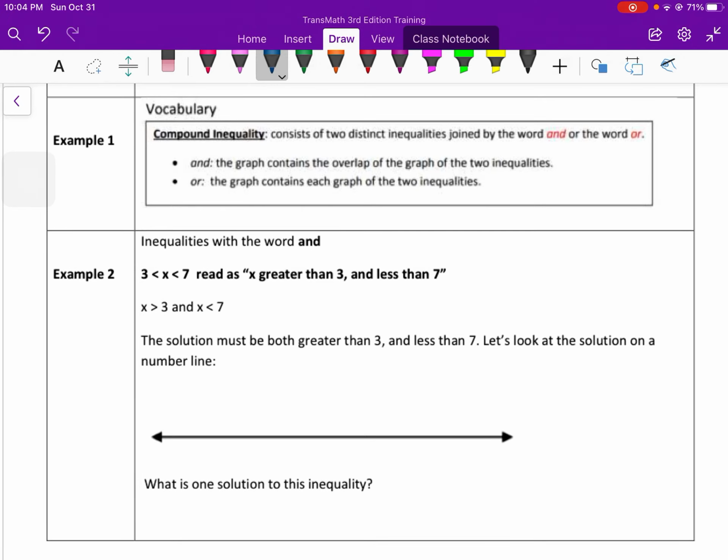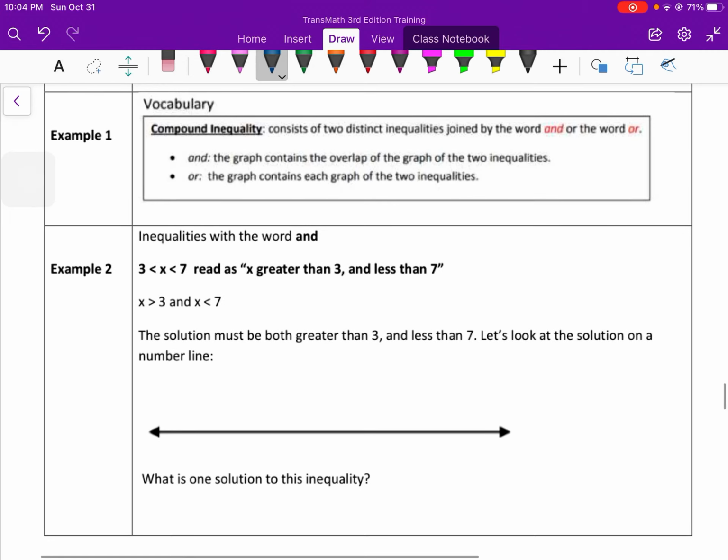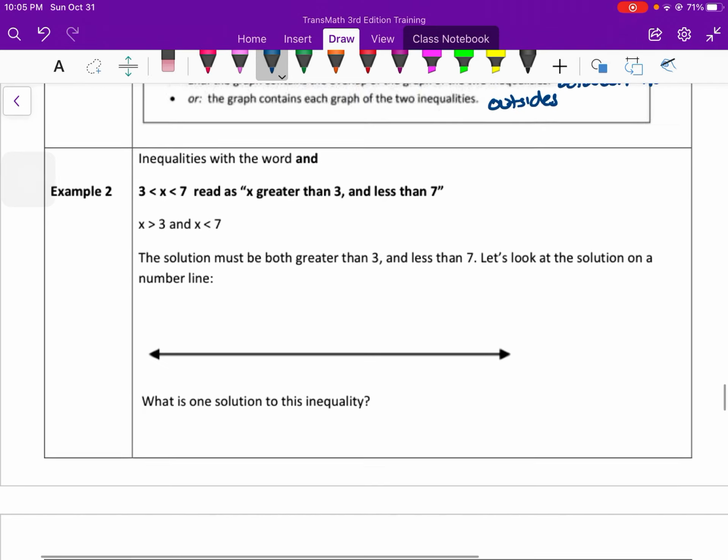A compound inequality consists of two distinct inequalities joined by the word and or the word or. An and inequality's graph contains the overlap of the two inequalities, so you're between numbers here. And the or graph contains the two inequalities, and these ones are on the outsides. That's how I remember it anyway.